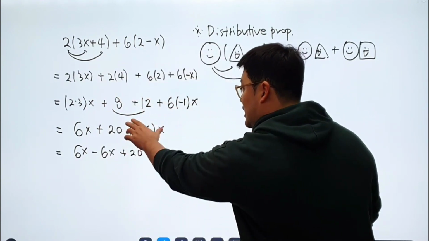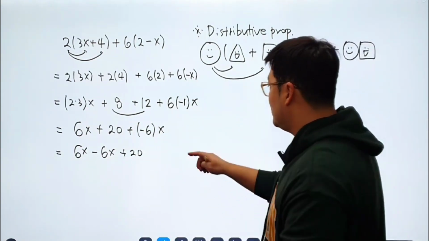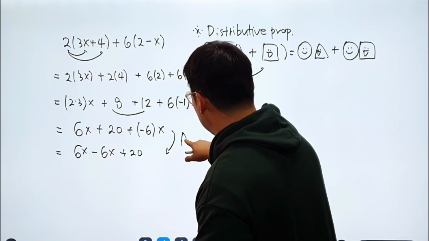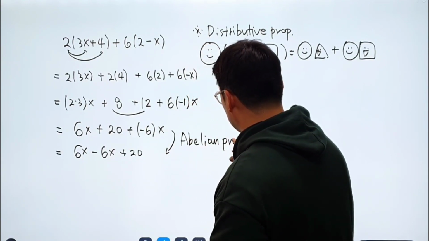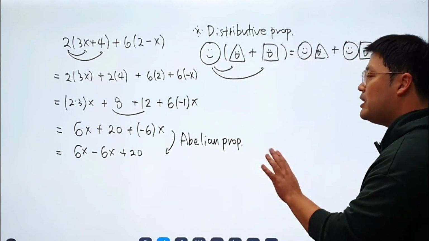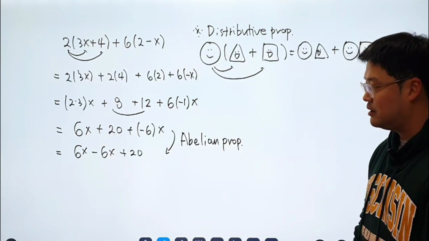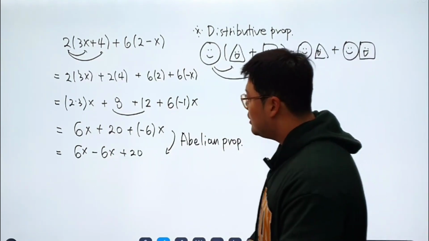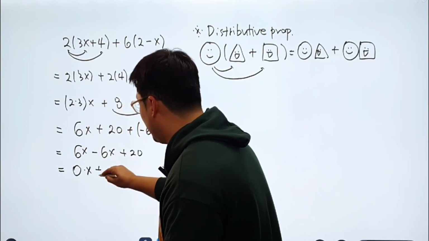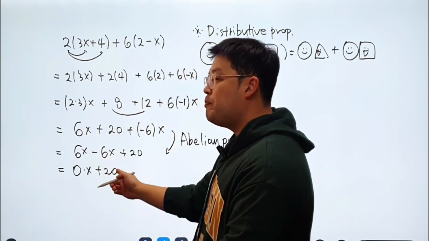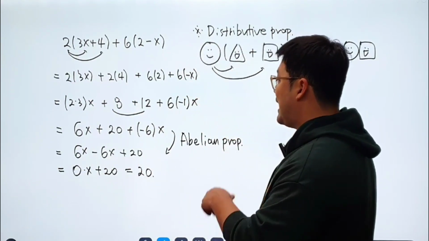Using the commutative property, or some people call it the abelian property. So let me write it, abelian property. Okay, so thanks to the abelian property, we got 6 pieces of x that are subtracted out by 6 pieces of x. I got no piece of x. So let's write it like no piece of x plus 20. If I have no piece of x, this will be just 20, and that shall be it.